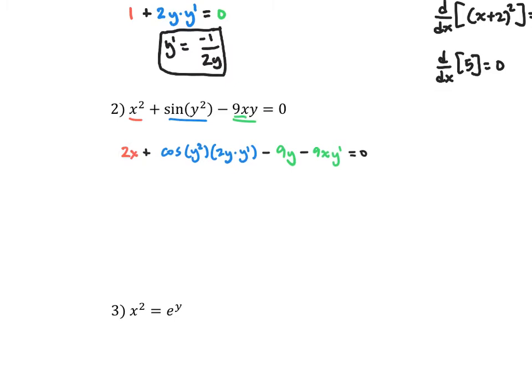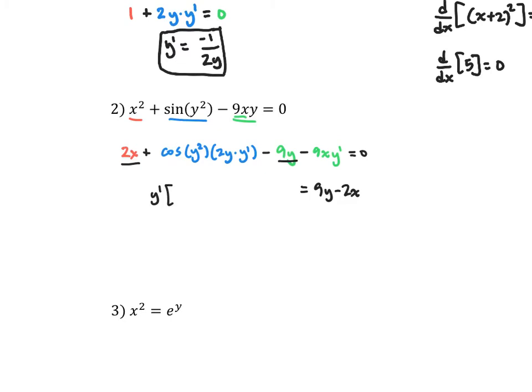Okay, we've got quite a bit of algebra here to do. I'm going to find the terms that do not contain a y prime in them, and I'm going to bring them over to the right side. So that'll be 9y minus 2x. And then I'm going to factor out a y prime.